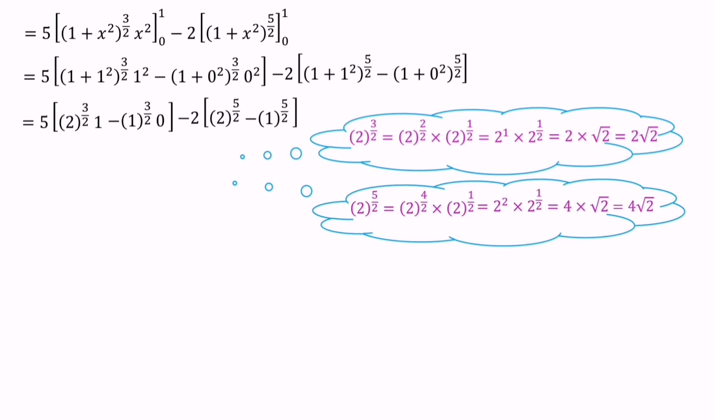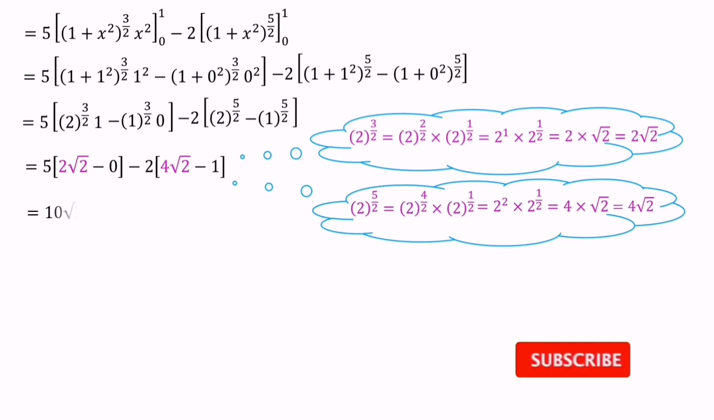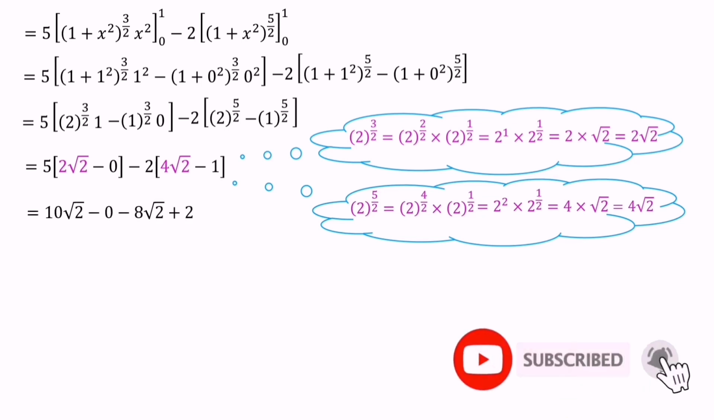Now we have 5 within the bracket 2 root 2 minus 0, minus 2 within the bracket 4 root 2 minus 1. Then we can remove the brackets and get the final result: 2 root 2 plus 2.